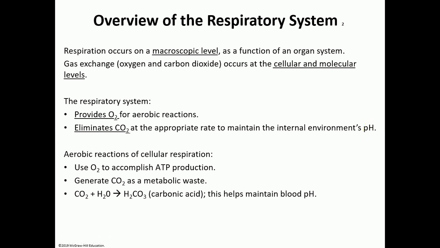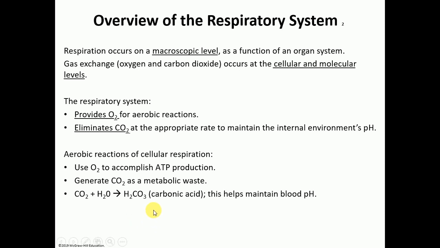So we need to understand the relationship between carbon dioxide and how that relates to your pH. There is an infamous reaction that happens in our bodies, where carbon dioxide doesn't usually stay as carbon dioxide. It usually combines with a molecule of water to make carbonic acid. Carbonic acid is then going to break down into hydrogen and HCO3, which is bicarbonate.